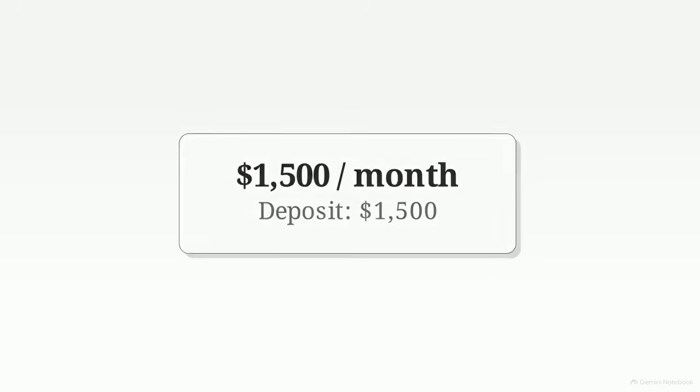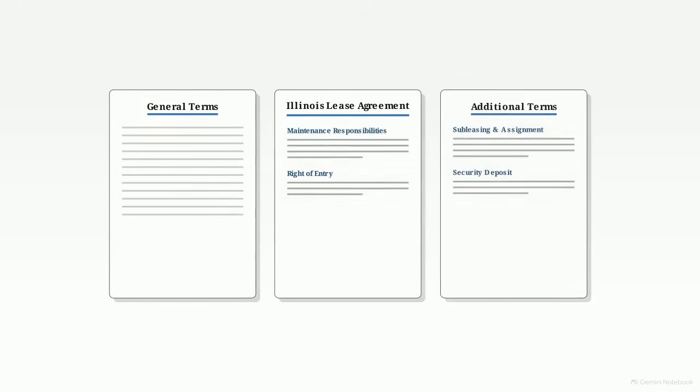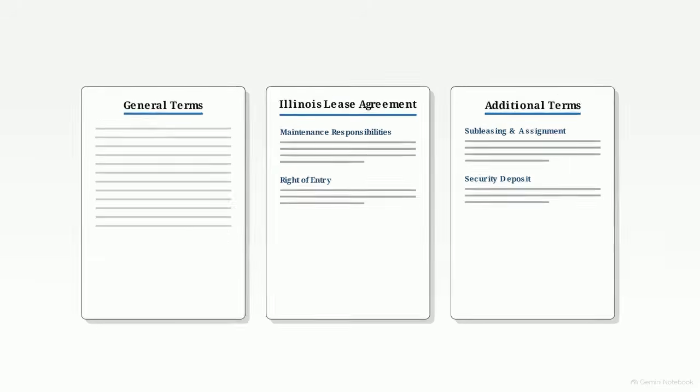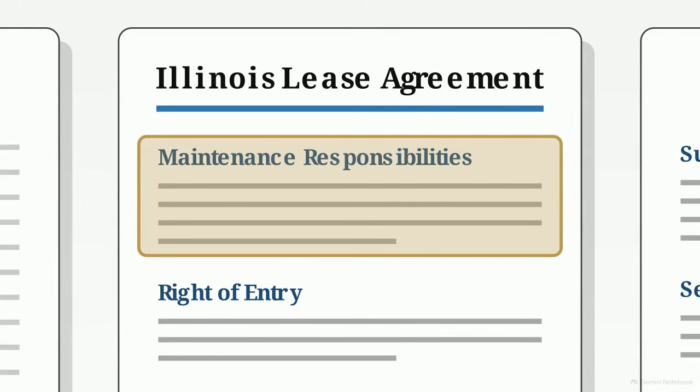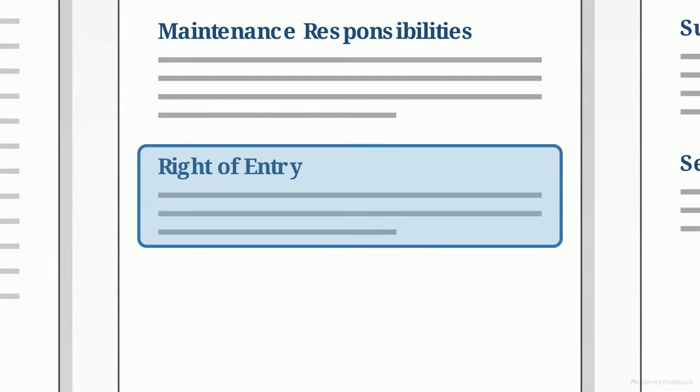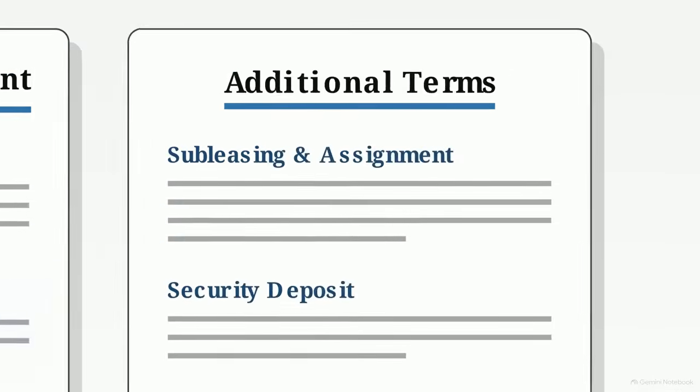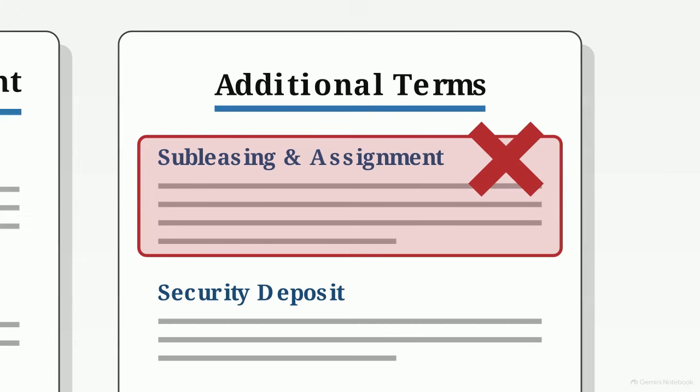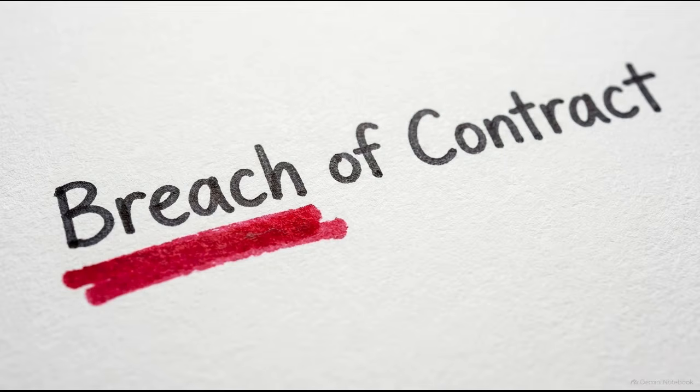Beyond the numbers, this template provides a framework of pre-written protective clauses designed for Illinois. First, a detailed clause assigns strict maintenance and repair responsibilities. Next, the document guarantees your right of entry and includes strict restrictions preventing unauthorized subleasing. It also lays out default and eviction provisions, establishing the procedures and notices required if the tenant breaches the contract.